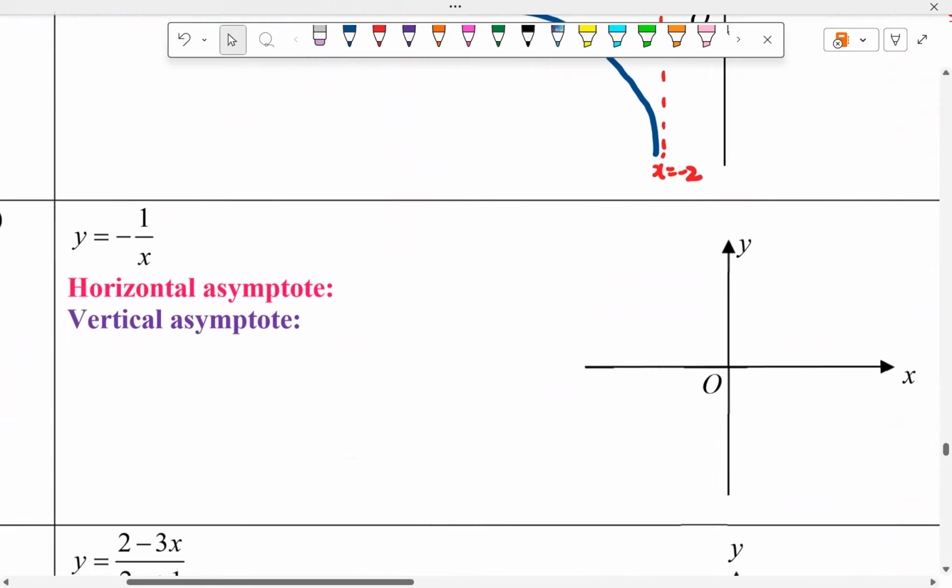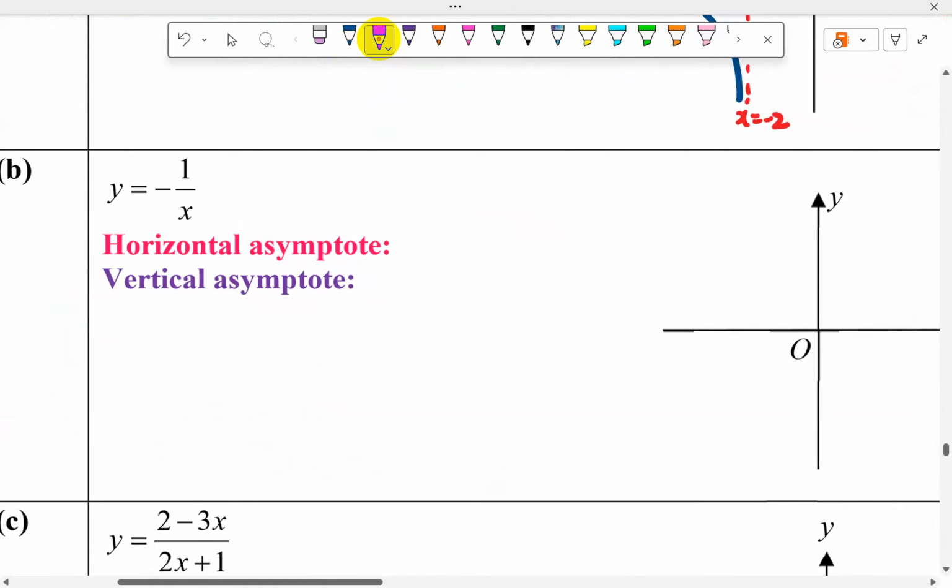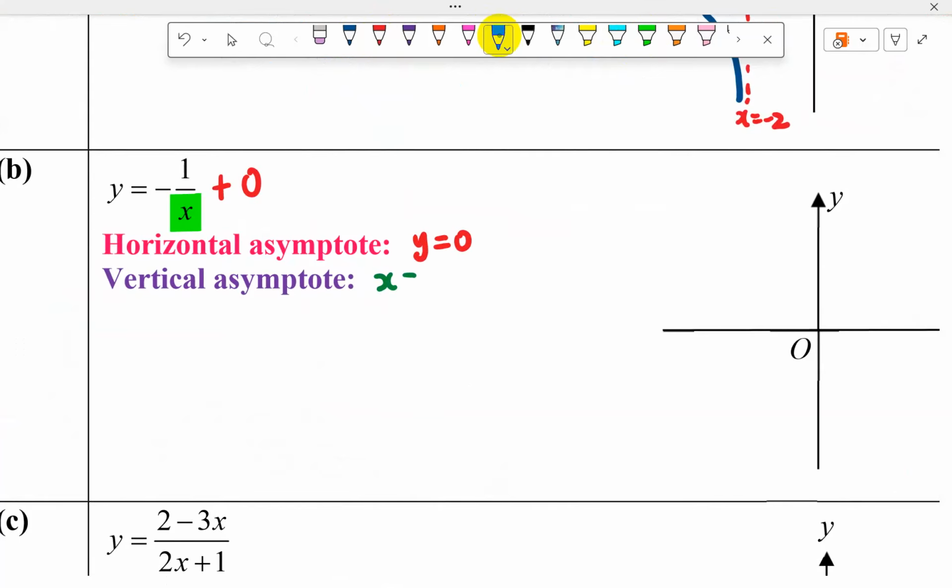Then let's try B. Same thing, this is already proper. So therefore, the quotient is 0. So the equation of the horizontal asymptote is y equals to 0. Then for the vertical asymptote, set the denominator to be 0. So set x equals to 0. x equals to 0 is the equation of the vertical asymptote.